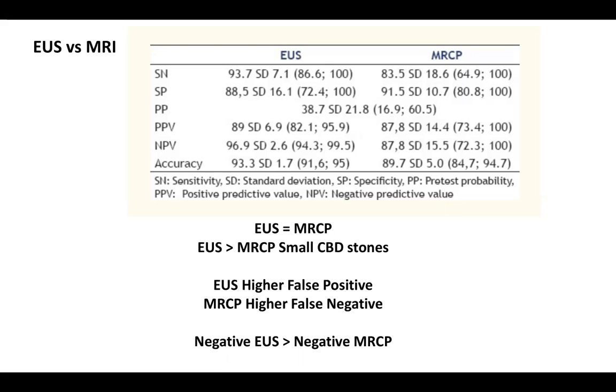Now, EUS has a higher false positive rate, which means that the patient actually does not have a CBD stone, but the EUS reports it as a CBD stone. So these patients will be overtreated. An MRCP has a higher false negative rate, which means that these patients have a CBD stone, but the MRCP reports it as a normal CBD. So these patients will be undertreated. And right now, it is better to overtreat patients than to undertreat patients. And therefore, an EUS is considered to be better when compared to an MRCP. That means that a negative EUS has more clinical significance than a negative MRCP.